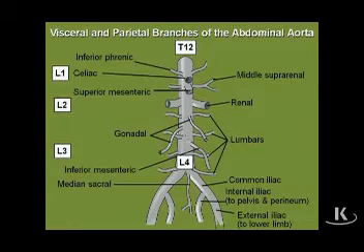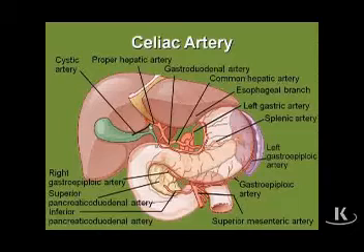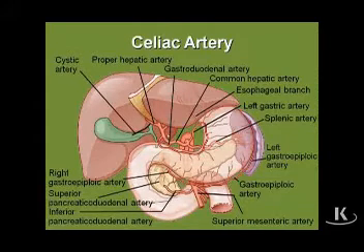So let's address these arteries one at a time, and we'll start with the celiac trunk. We know that the celiac trunk is going to be providing the blood supply to the foregut-derived organs. And so that's going to be the esophagus, stomach, and part of the duodenum.